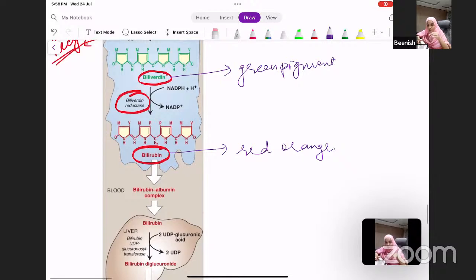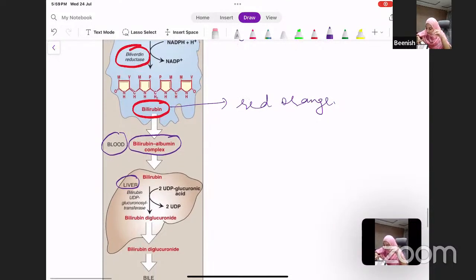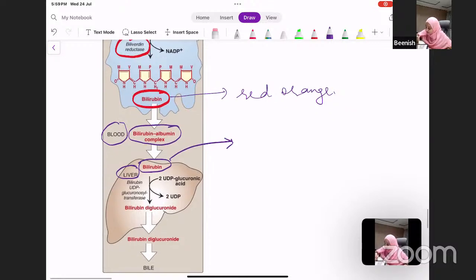Now this bilirubin is going to be transported to the liver via the blood, complexed with albumin. We've already studied when we were talking about plasma proteins yesterday that one of the major functions of albumin was to transport ligands. So it is going to transport your bilirubin in the blood to the liver. Your bilirubin albumin complex reaches the liver. Here, this bilirubin is taken up by the liver by facilitated diffusion.